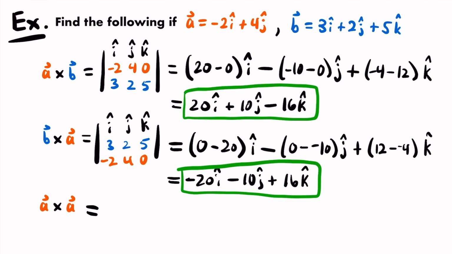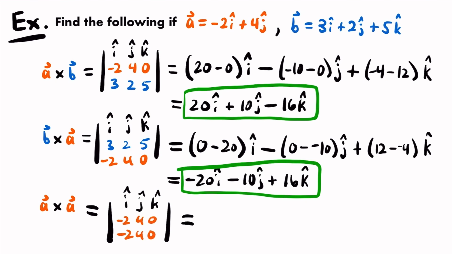Let's set up our 3x3 matrix here. It's going to look like this. We'll have vector i, j, and k. And then our two rows of components are both going to be the components of vector A, since we have A cross A. All right, so we're going to have -2, 4, 0, -2, 4, 0.